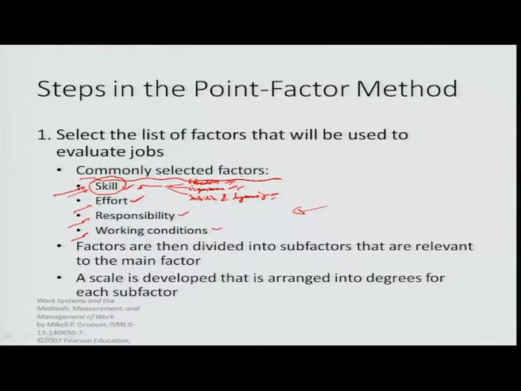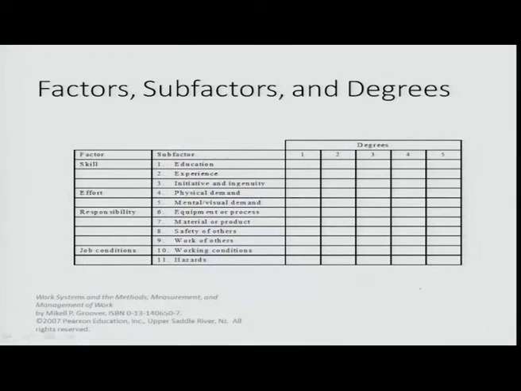So factors are divided into sub-factors. They are relevant to the main factor, and a scale is developed that is arranged in degrees for each sub-factor. Let's look at one example problem. For example, skill is defined into different sub-factors like education, experience, and ingenuity. Effort can be in terms of mental and physical effort, also visual effort. Responsibility could be in terms of ability to handle equipment or process, ability to handle materials or products, safety issues, or work of others.